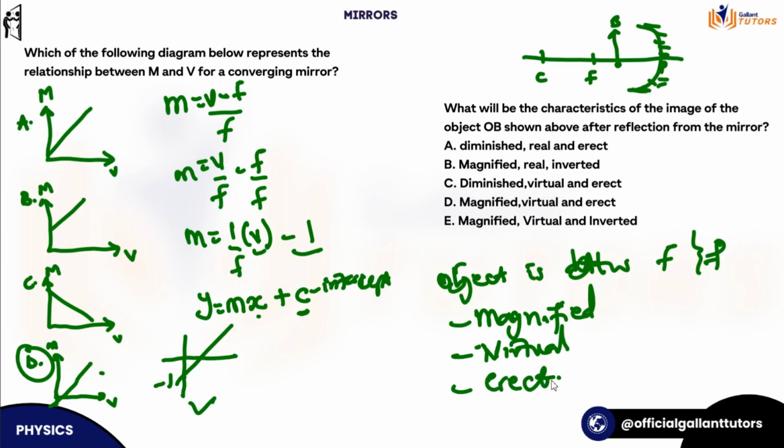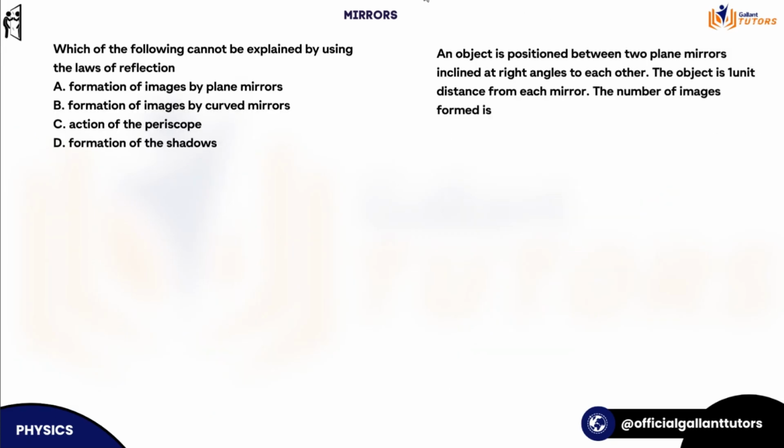Exactly. It's also formed behind the mirror. So please do not forget this. Take note of that. So what's the correct option here? It's very simple. D is correct. Alright, so let's go to the next question.